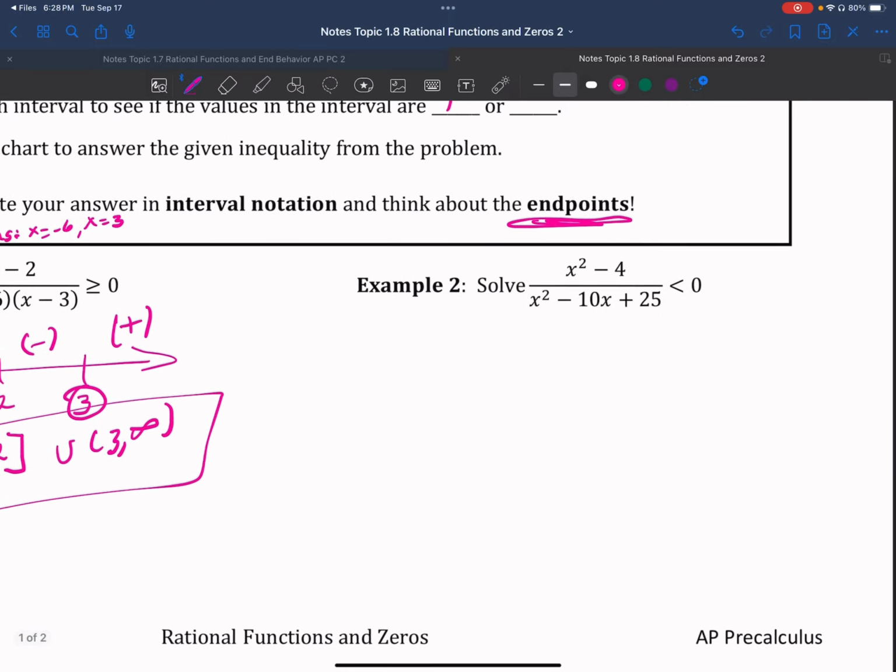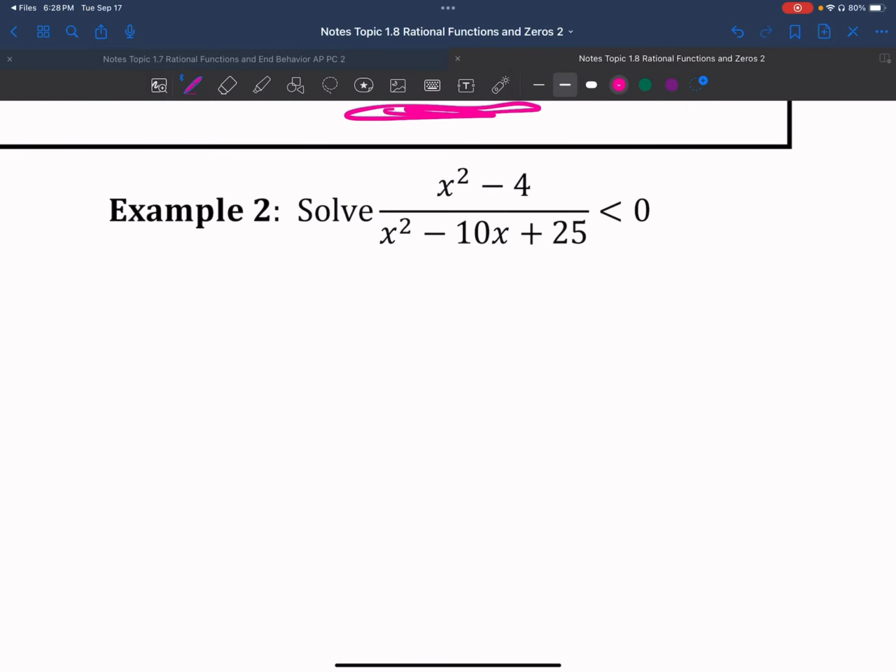Let's look at example number 2. For example number 2, I do have to factor because I do have a single fraction.